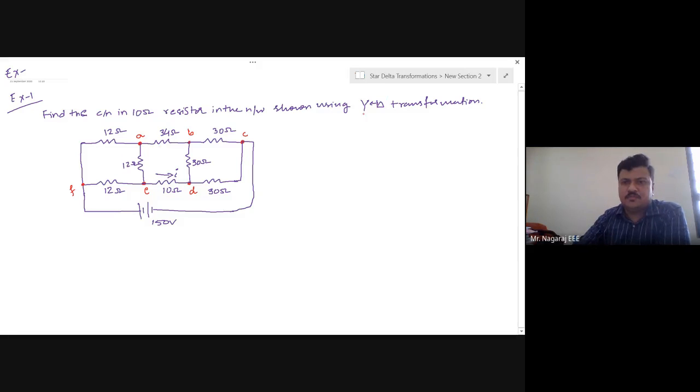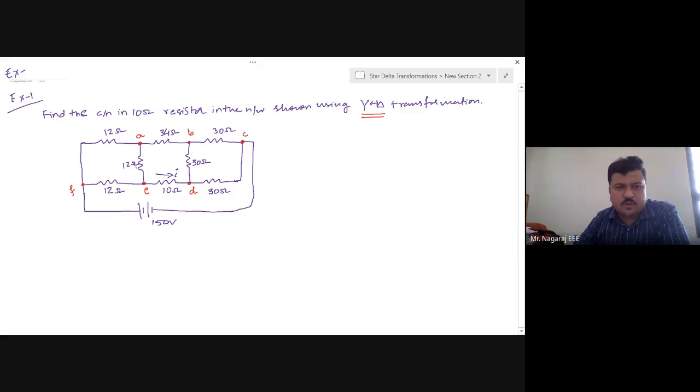So I have to go for star to delta transformation or delta to star transformation. Now you should observe which will be more useful. Always remember, when I go from star to delta, I am increasing one loop, because delta will form a loop. When I move from star to delta, I will get an increased loop.